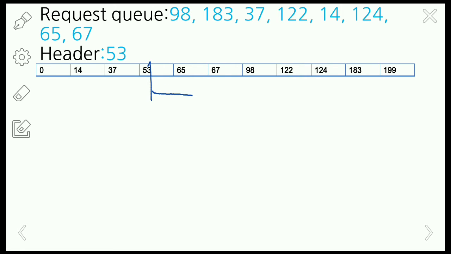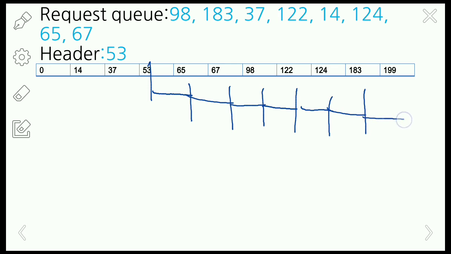It is going to service the requests from one end of the disk to the other end. The disk arm will move to 65 and then to 67, next to 98, and then the disk arm will move to 122. It is going to service the next request, 124, and then 183, and then to 199, so it is going to the end of the disk.